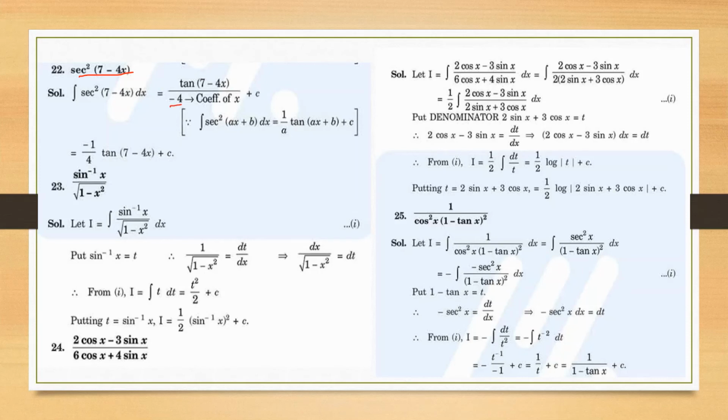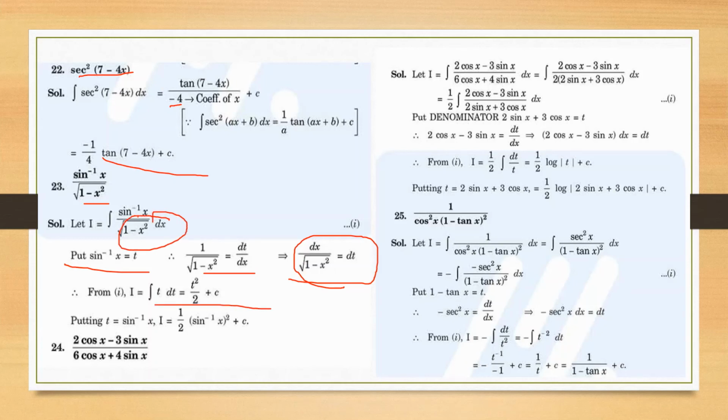Now the derivative of sine inverse x, put it as t, is 1 upon root 1 minus x square. So this becomes dt. So this is a simple question of t dt. So t dt can be integrated as t square by 2 plus c, which is half of, put the value of t as sine inverse x, whole square, plus c.